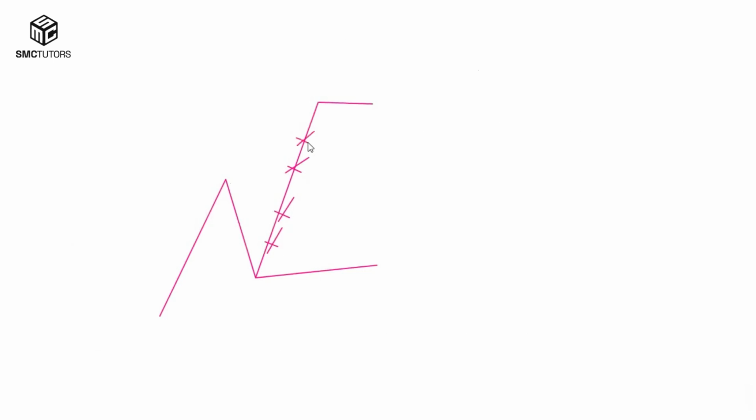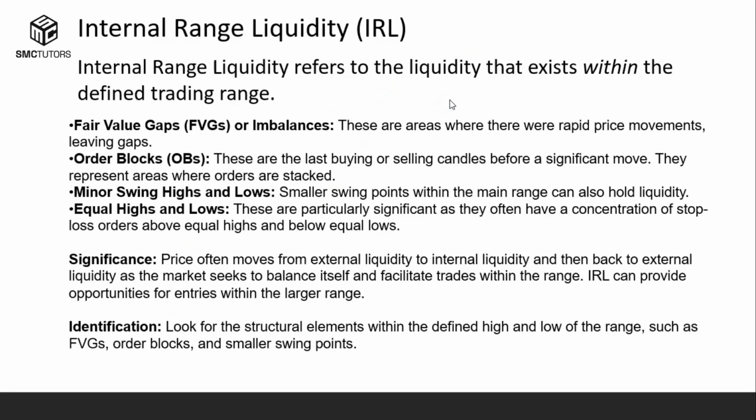So every level that is inside this range is called internal range liquidity. What price does is that it seeks internal range liquidity, picks entry, and continues to seek external range liquidity. The cycle continues: seek internal range liquidity, external range liquidity. So every level that is inside our current trading range is called internal range liquidity. And these levels are fair value gaps, order blocks, minor swing highs and swing lows, equal highs and equal lows. These areas hold liquidity within the current trading range.